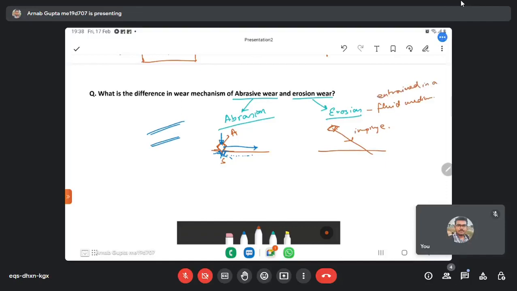Okay. So the medium fluid will be coming at a high velocity, and it will flow over the surface. As a result of that, momentum transfer will take place between the surface and the particle, as a result of which a deformation or failure will take place at the surface.